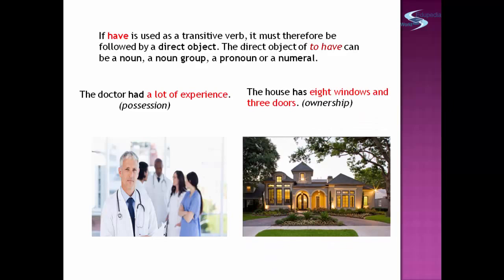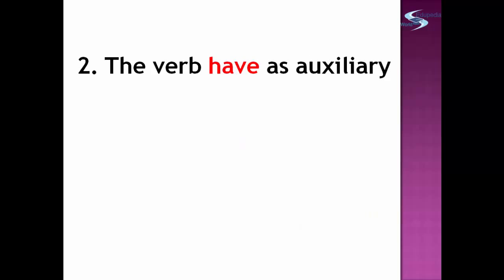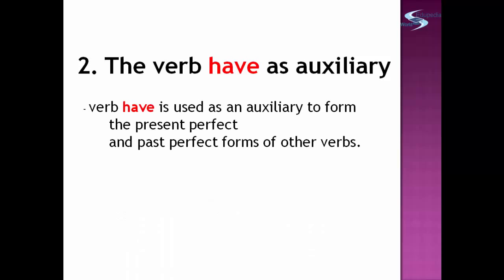The house has 8 windows and 3 doors. This shows ownership. The verb has takes the direct object 8 windows and 3 doors. Again, this is a noun group. The second usage of the verb to have is as an auxiliary. The verb have is used as an auxiliary to form the present perfect and past perfect forms of other verbs.